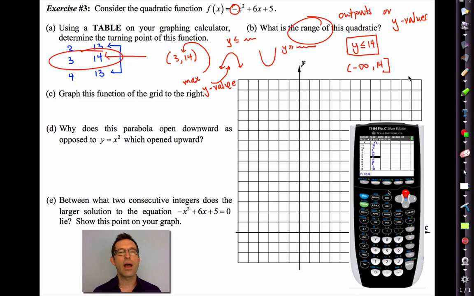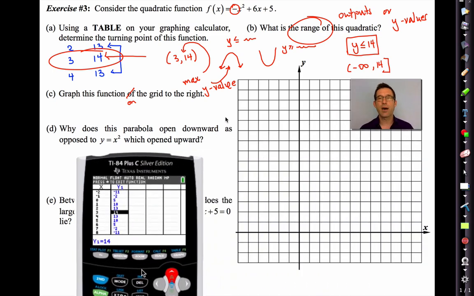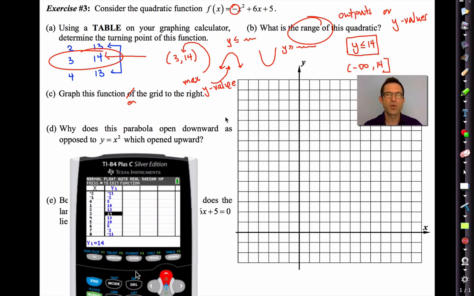Okay, now it says graph this function of the grid to the right. Probably should say graph this function on the grid to the right. That sounds a little bit better. So let's take a look at that table. I'm going to just start to plot points. Now, if I go up in the table until I hit what I think will be the first point that lies up on there, that's going to be the point -1, -2. So -1, comma -2 is going to be right here.